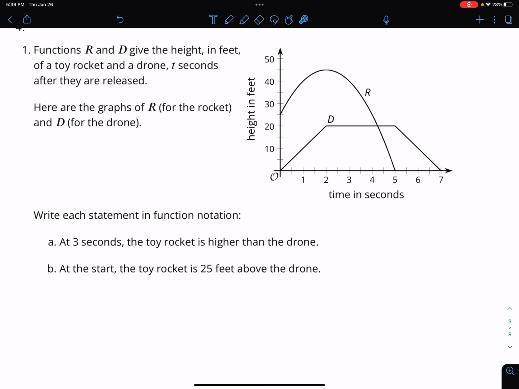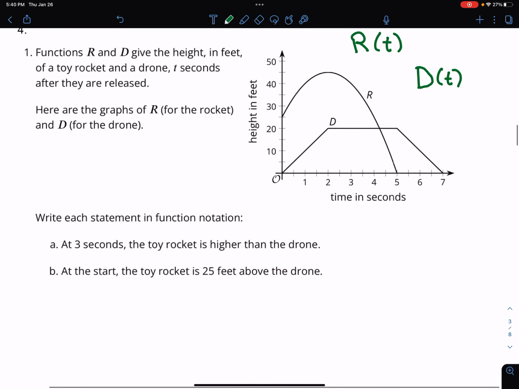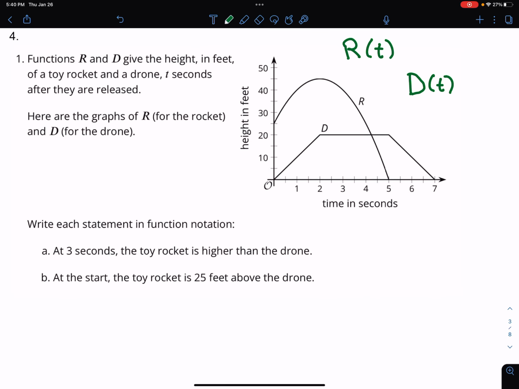Now, how can we write this in function notation? So concerning the rocket, what we're looking at here is the function R, the rocket, gives us the height as a function of time. And function D gives us the height of the drone as a function of t in seconds. So we plug in how many seconds, and our output, or what we used to call the y value, is going to be our height. So let's write this. We're using R of t and D of t.